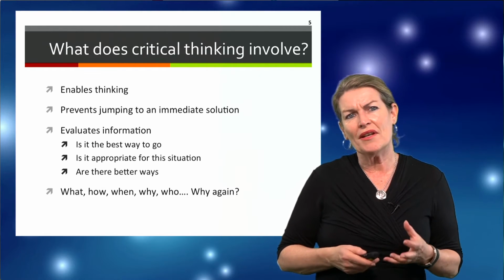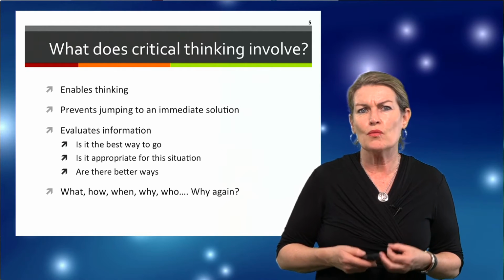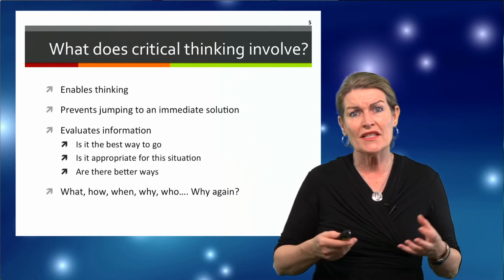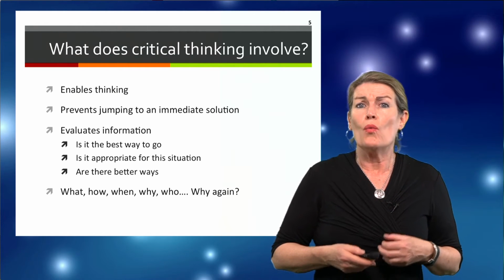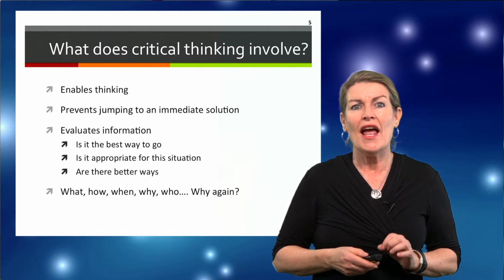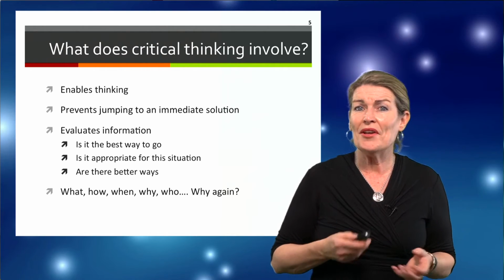So when we look at a management problem and use that critical thinking, we're looking at the what. What is happening? How is it happening? When is it happening? The context, the situation. Why is it happening? Why is this problem actually occurring? And who's involved in the problem? Who are the stakeholders? And quite often we go back to why.